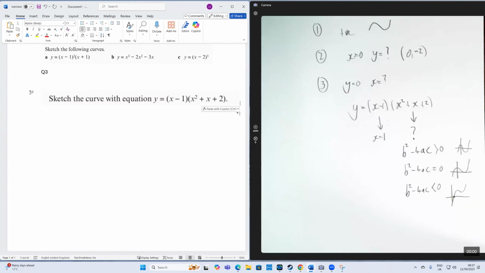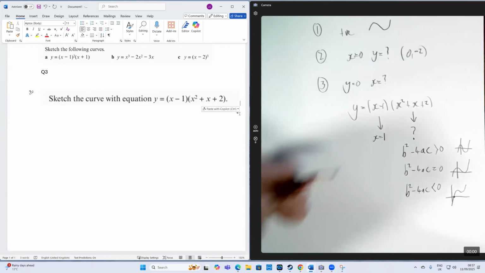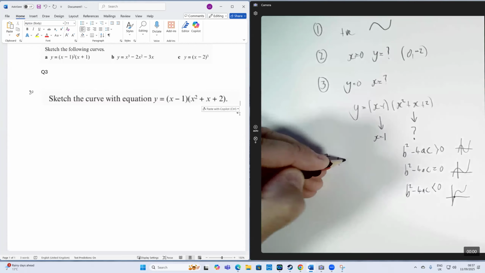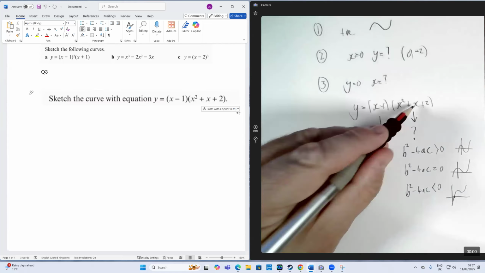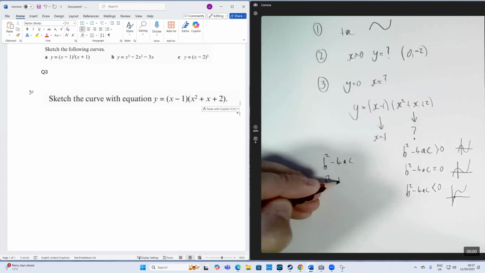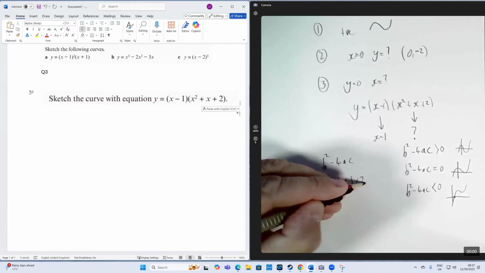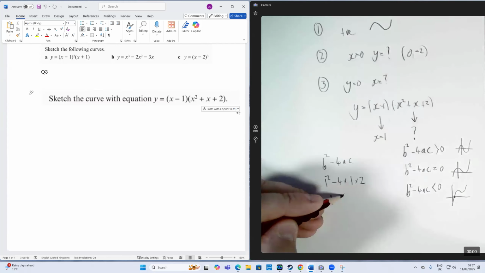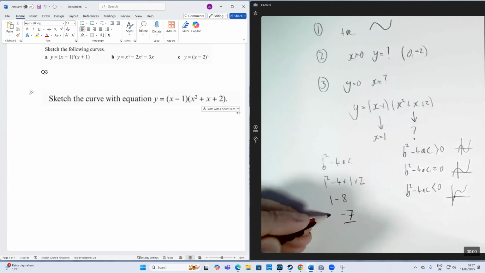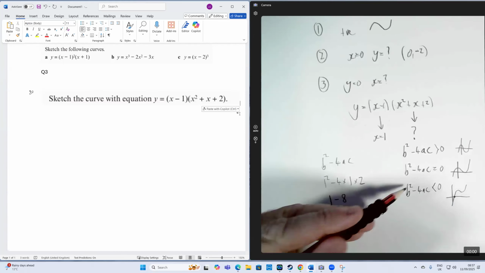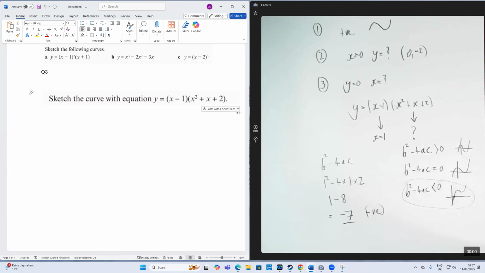Okay, so what we're going to do now is we're going to evaluate the discriminant of this quadratic term. So b squared minus 4ac from this quadratic, our b is 1, so 1 squared, minus 4, our a is 1, and our c is 2. So we have 1 minus 8, which is minus 7. So that is negative. So this is telling us that we have this third scenario here. So we know that this quadratic is going to look something like this.